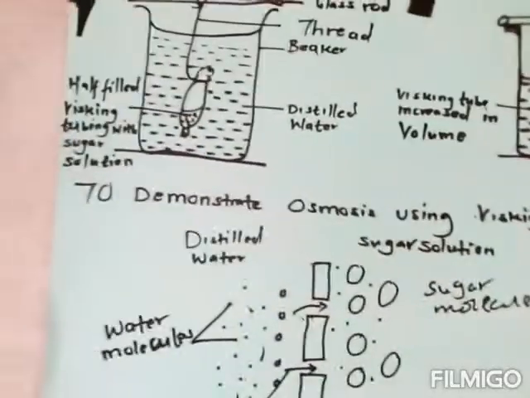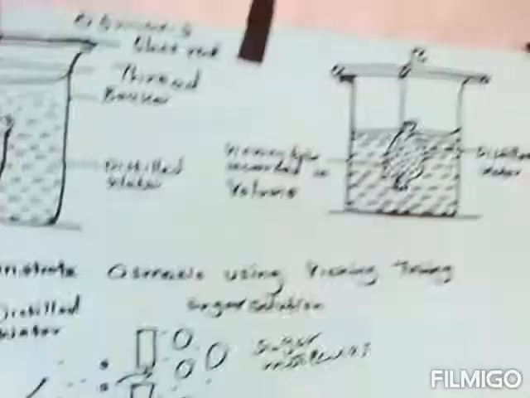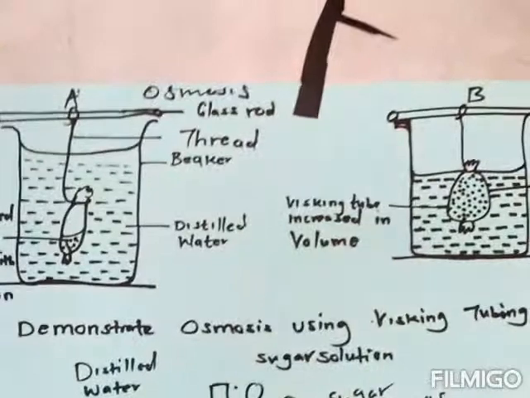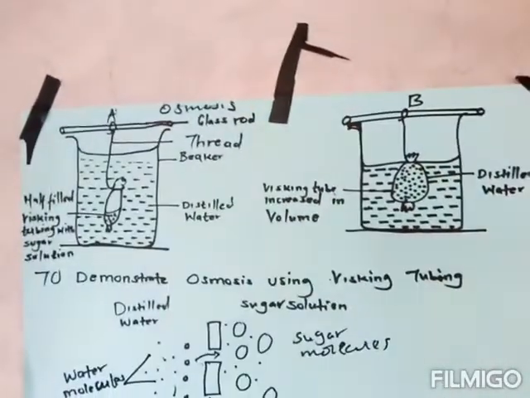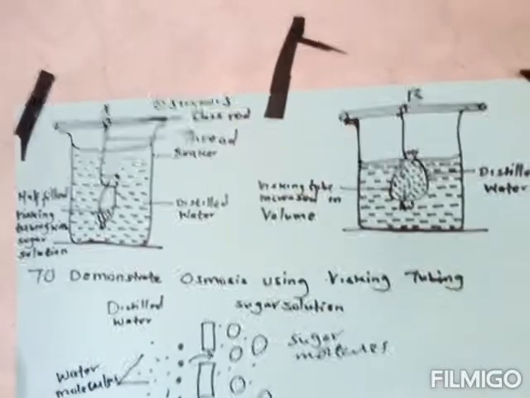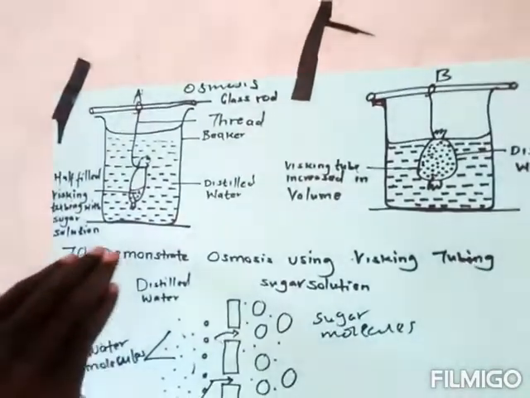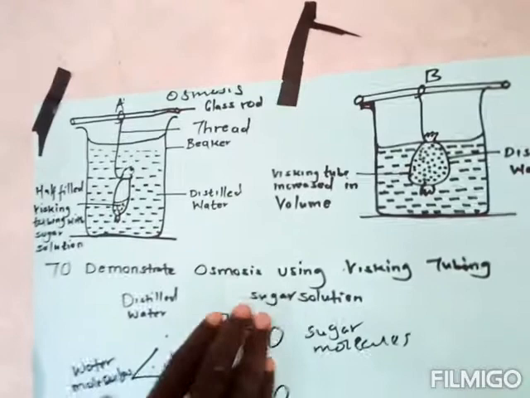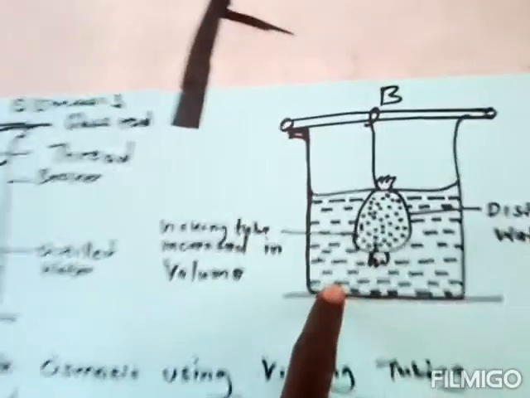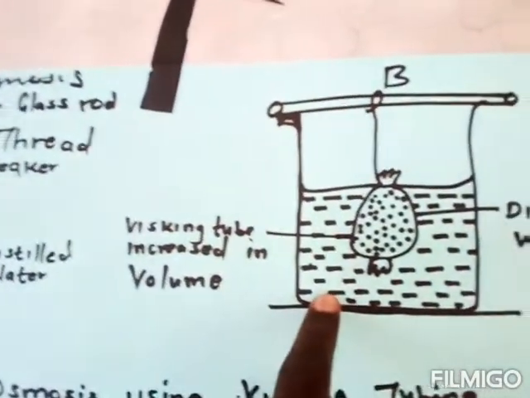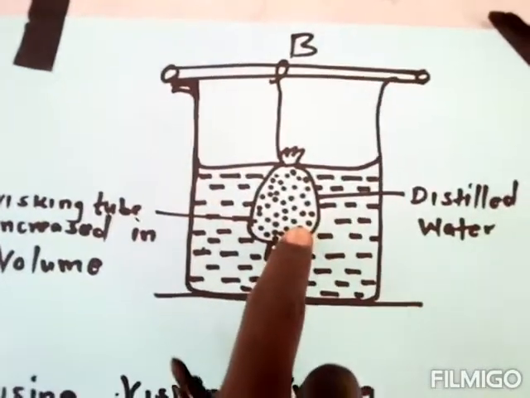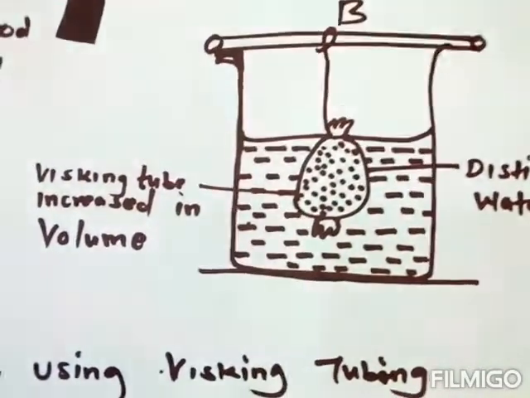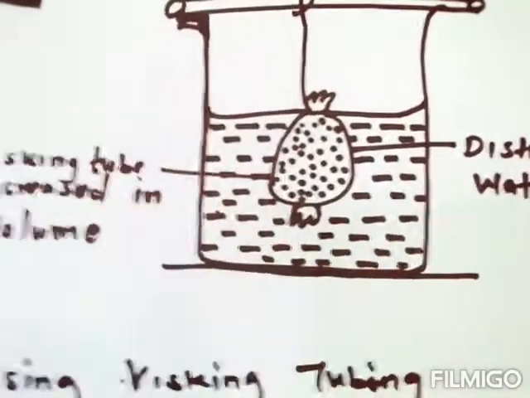So we move on to another experiment that is also demonstrating diffusion. But you have to remember that the molecules of water are moving from the beaker, where it is highly concentrated, into the whisking tubing, where we have a low concentration of water molecules.